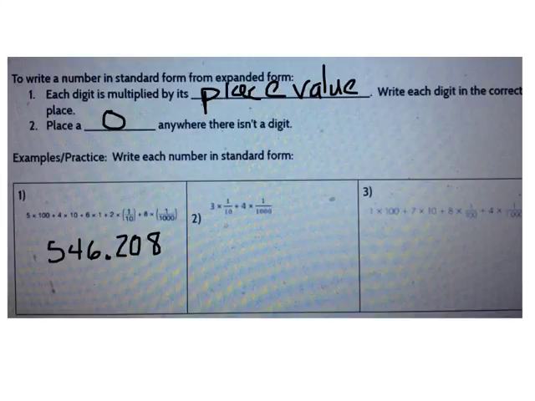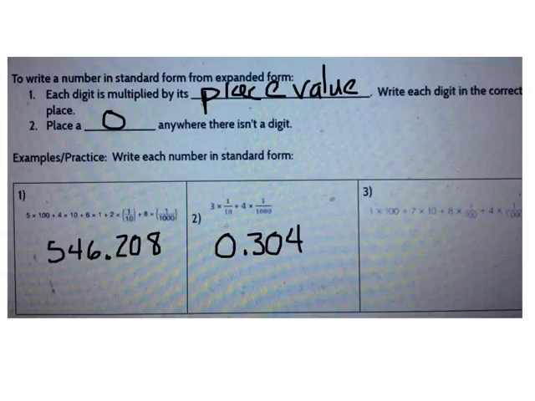Now you try one. 3 times 1/10 plus 4 times 1 over 1,000. I know that there's 0 as my whole number. Write that decimal now. Well, 3 is in the tenths place, and 4 is in the thousandths place. So the answer is 0.304.